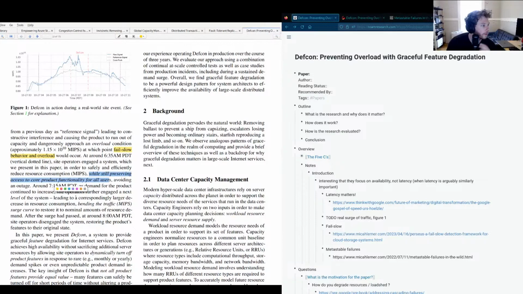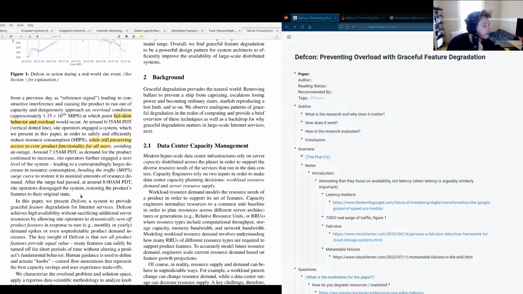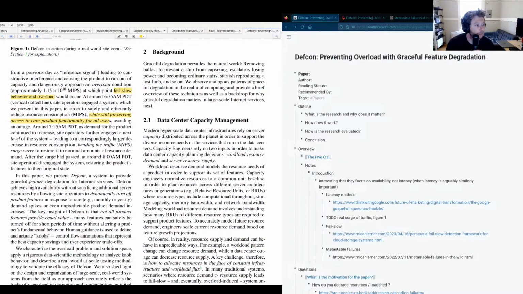Cool. That's really cool. Not all product features provide equal value. Many features can be safely turned off.